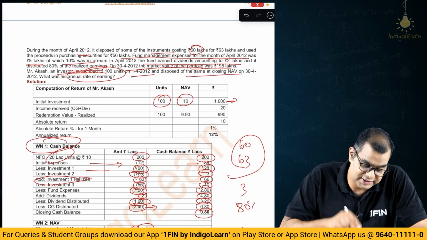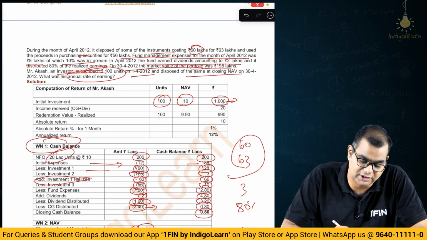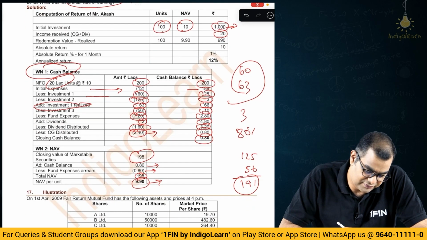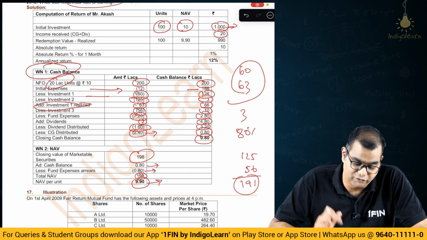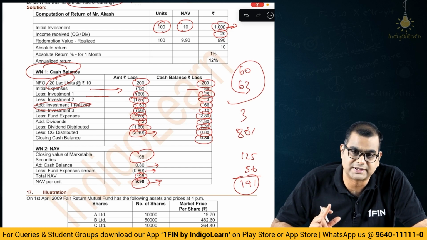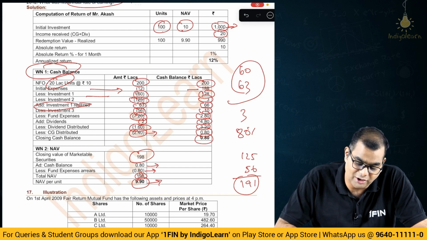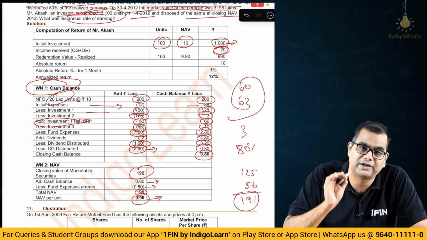Now, when you come to this particular investor, originally he invested 100 units at 10 rupees, that is 1000. Then he got capital gains and dividend of 20 rupees. How did he get 20 rupees? See, how much have we distributed in dividends? We have distributed a total dividend of 1.6 plus 2.4, that is 4 lakhs. Now, 4 lakhs is distributed over how many units? 20 lakh units. So, each unit got 0.2 rupees. Now, he had 100 units. 0.2 into 100 is 20. So, that is how he got a dividend and capital gain of 20.